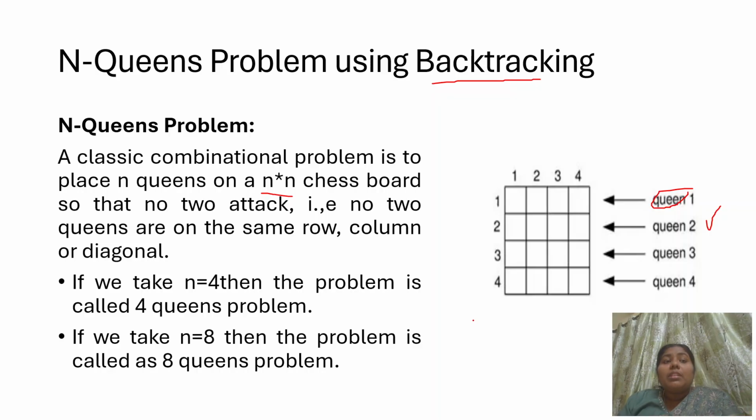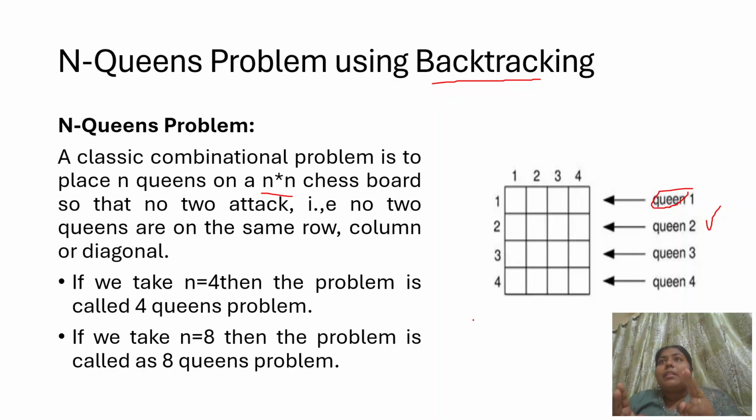So this is the concept of the N Queens problem. How to solve this N Queens problem, I am just going to explain in this one. The very concept is that here we are just going to use a constraint. The constraint is that no two queens should be on the same row, column, or diagonal.